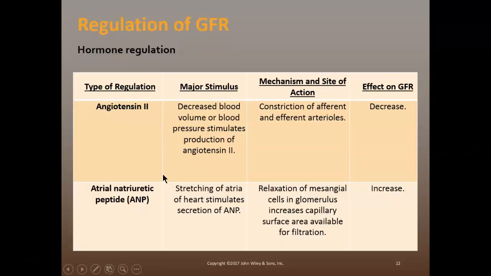And then you have your hormonal regulation, which are the two that we just talked about: your angiotensin, that powerful vasoconstrictor that's going to limit the amount of blood flow going into the glomerulus, decreasing your GFR, and your ANP, released because of increased stimulation from the stretch of the atria, and how that increases the surface area so that more filtrate comes out of the glomerulus.